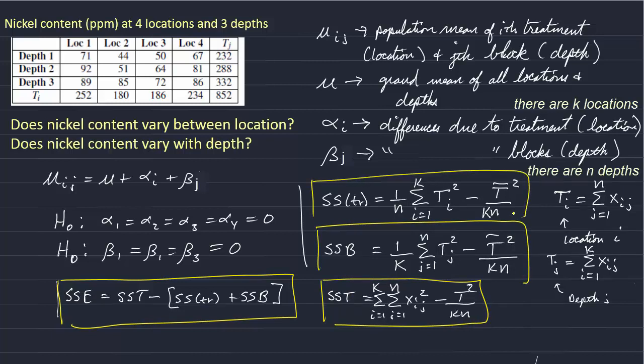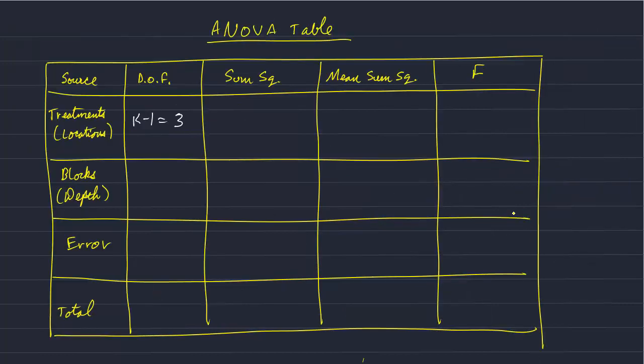And of course, we need to create our Anova table. And I've already sketched this out here. So we have a column for source, a column for degrees of freedom, again a column for sum of squares, mean sum of squares, and Fs. And here we have 3 sources of variance, one due to treatments or locations, one source due to blocks or depths. We have everything else, and then we have the total.